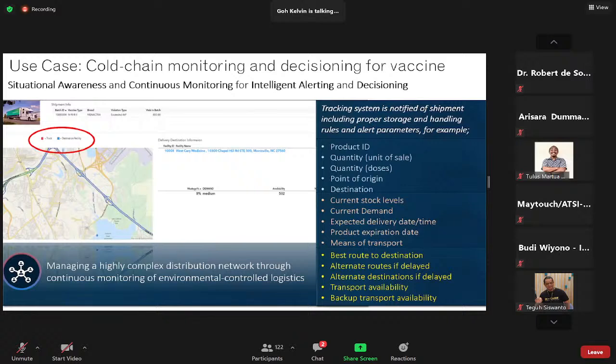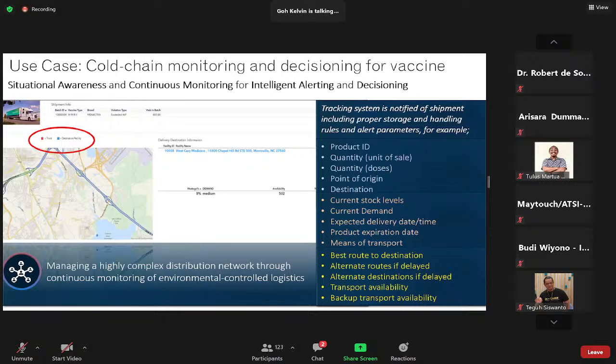So, of course, the list of data points is usually longer than this, but as a summary, this is what was collected, because the problem statement that we're trying to work on here is summarized here. When you follow the bottom of the screen, what we're trying to do is to manage a highly complex distribution network through continuous monitoring of all the environment control movements.